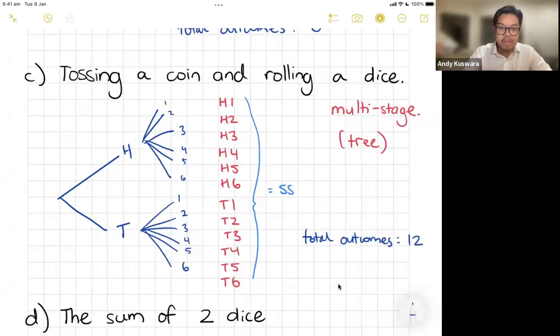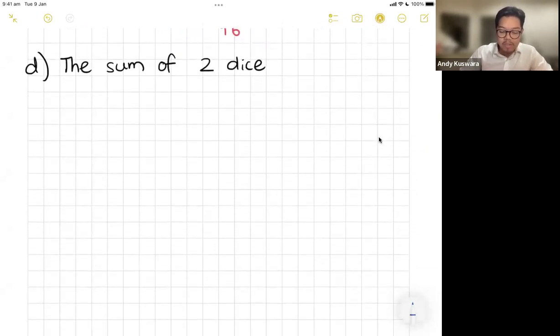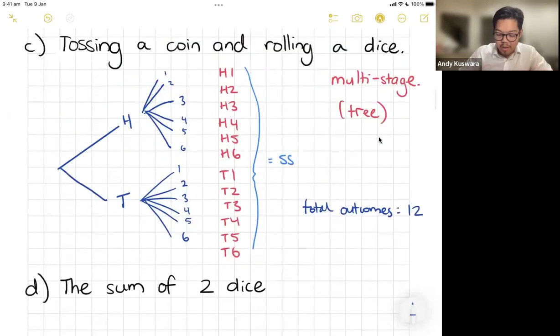The easiest way to count that up is there's 2 options for the first, 6 options for the next event. So that means 2 times 6 will give you a total of 12. Okay, so that is that. When you start getting multiple things going on, often a good thing to do is to draw some type of tree. Now, the last one that we have for today, talking about the sample space and number of outcomes.